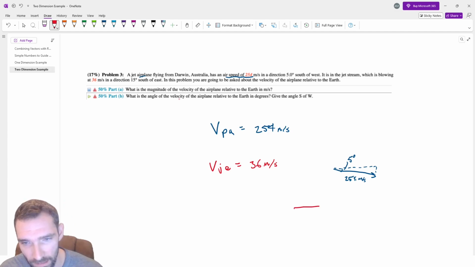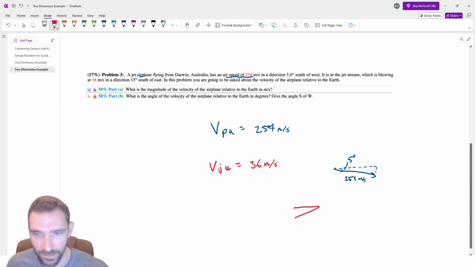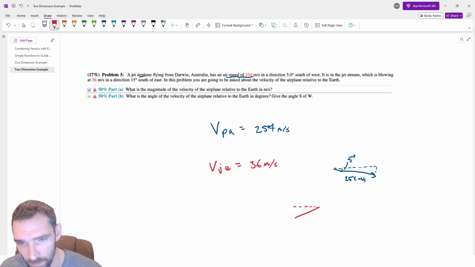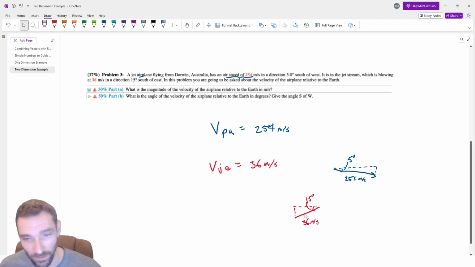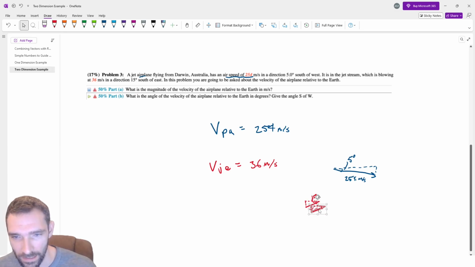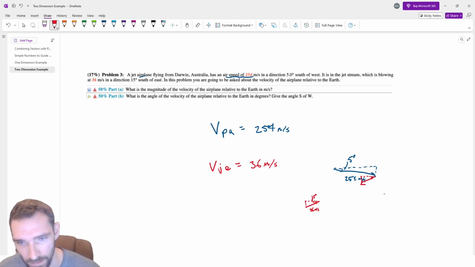In addition to that, we have this other vector that's going 15 degrees south of east. So if this is east, then 15 degrees south of east is a bit more of a steep slope than the 5 degrees. So something kind of like this. It's not perfectly to scale, but this gets across the main idea. So we've got some sort of 15 degrees and the magnitude of 36 meters per second. Now, 36 is a lot smaller of a number than 254, so to make this to scale, I'm going to shrink that down quite a bit. And that is going to be a nice approximation of our second vector.